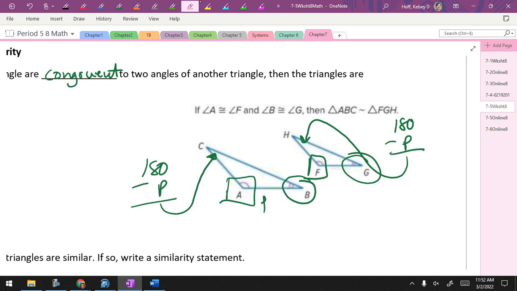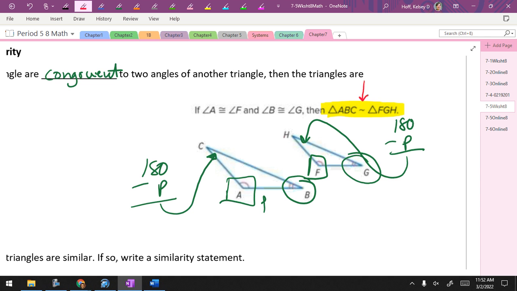Today, we're also going to deal with similarity statements. We're going to have to write a similarity statement. Remember, similarity is that tilde, that squiggle. And just like when we wrote the congruent statements back in 7.2, order matters. Order matters. So make sure we pay attention to the order of our letters.